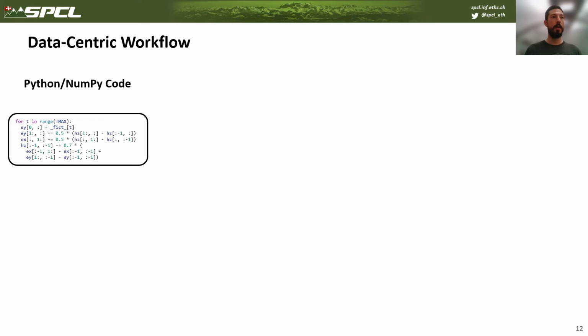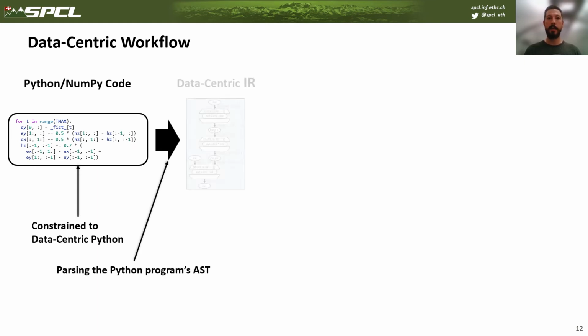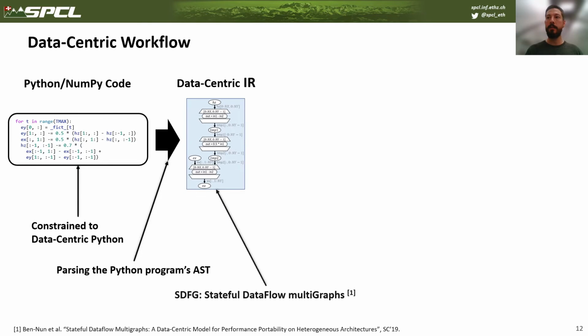Now that we have roughly defined what data-centric Python is, let's have a look at how we can integrate it in our workflow, as this is implemented by Dace, the data-centric framework. We start with Python NumPy code constrained to data-centric Python. We parse this Python program and we automatically generate a data-centric intermediate representation, which we call SDFG. This is short for Stateful Data Flow Multigraphs.